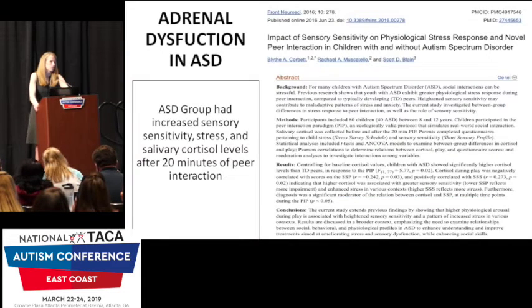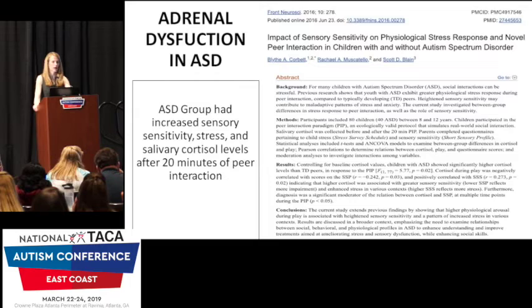And so I wanted to provide some research that has been done in regards to adrenal dysfunction with ASD. This one in particular looked at a group of about 80 different kids, 40 that were on the spectrum, 40 that were neurotypical. What they did was they measured salivary cortisol 20 minutes before play and 20 minutes after play. And what they found was that the children with ASD, after play, which was a benign play encounter with other children, essentially, had elevated cortisol levels in comparison to the neurotypical kids.